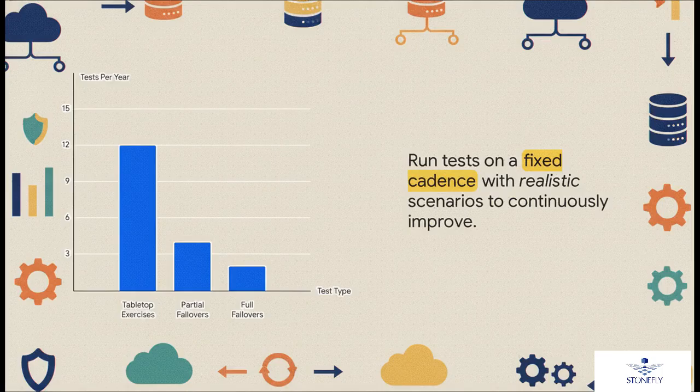Your plan has to be a living, breathing thing, and you prove it with a strict, regular testing schedule. We're talking monthly tabletop exercises where you just walk through the plan, quarterly failovers of smaller individual services, and at least twice a year, full-scale drills for your most critical applications. Every single test is a chance to learn and get better.